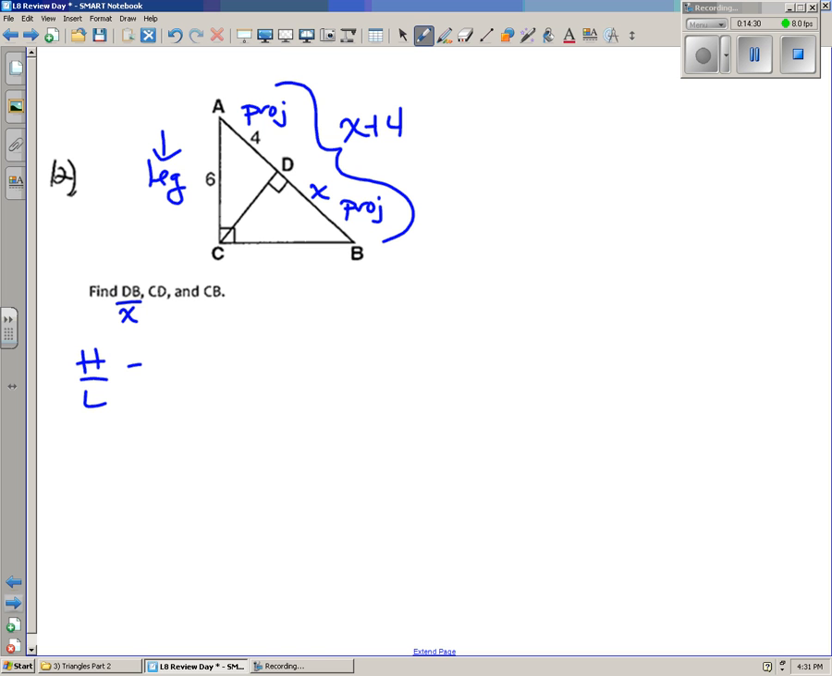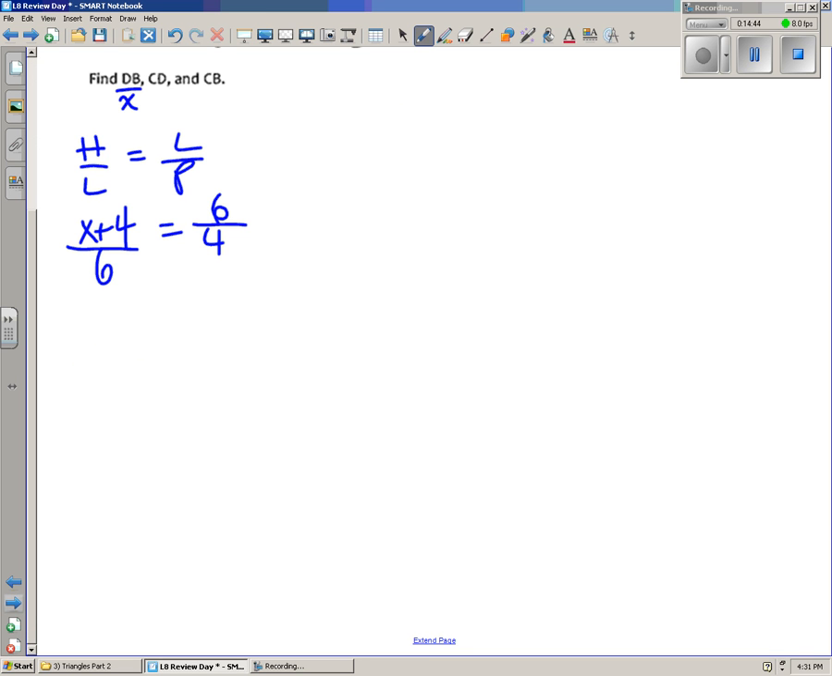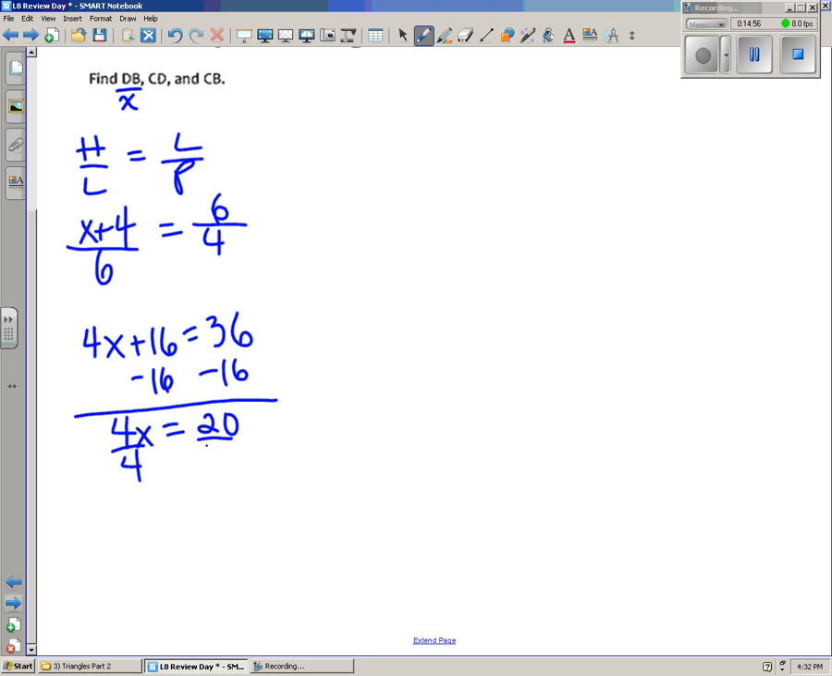So if we're using HELP, the hypotenuse is x plus 4. The leg is 6. Repeat the same leg, and then use the projection attached to that leg, which happens to be a 4. So cross multiplying here, we get 4x plus 16 equals 36, which is a nice little equation. Subtract 16. We get 4x equals 20. Divide by 4, and x is 5.